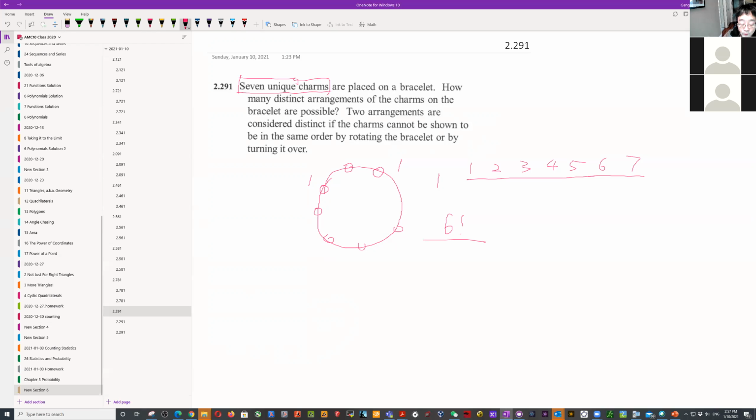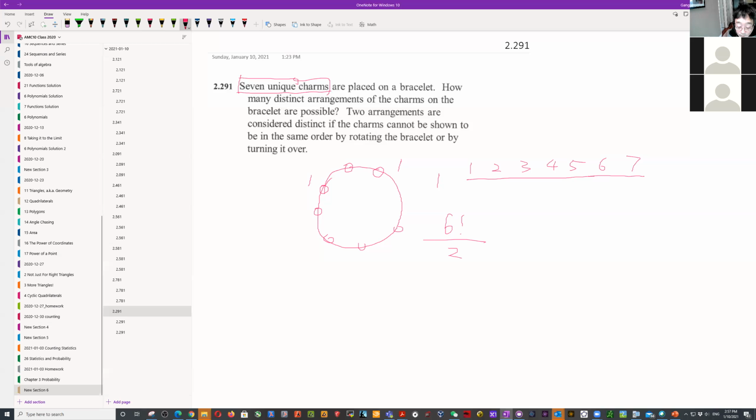And also remember that it's a charm bracelet. You can wear it in two directions, upside up or upside down, and it still looks the same. So basically you have to divide by 2. It's a two-way symmetry. So this is the way you can view it.